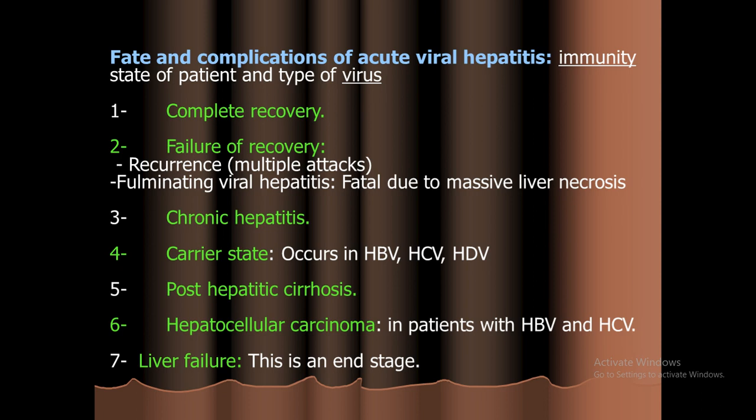Now, acute viral hepatitis. Are there any complications? Sure. According to the immunity of the patient, there may be complete recovery, like hepatitis A, or failure of recovery in any type of hepatitis. It may progress to fulminating viral hepatitis, which is fatal. It may progress to chronic hepatitis, and this is seen only in B and C, carrier states in B and C, cirrhosis, we will discuss the meaning of cirrhosis, and maybe hepatocellular carcinoma or hepatocellular failure. The patient may progress to liver cell failure and die from liver cell failure.